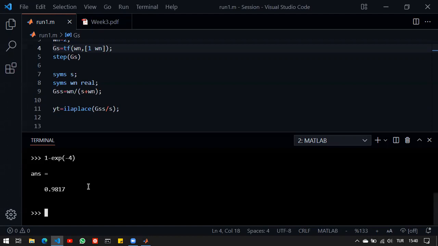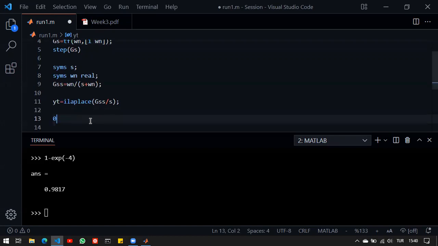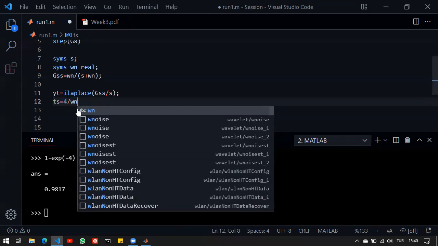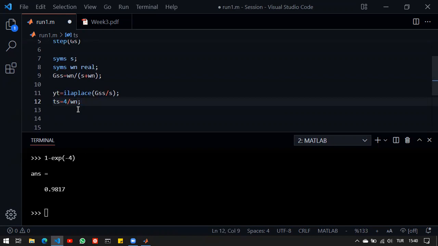So 2% settling time band, which means that if we have a steady state value of 1, we should enter this interval here and never leave it. So the first time instant this happens, we have basically the settling time. Therefore, we can see that for omega n equals 1, I have already 4. And I know that I'm using settling time equals 4 divided by omega n. I can use this basically.